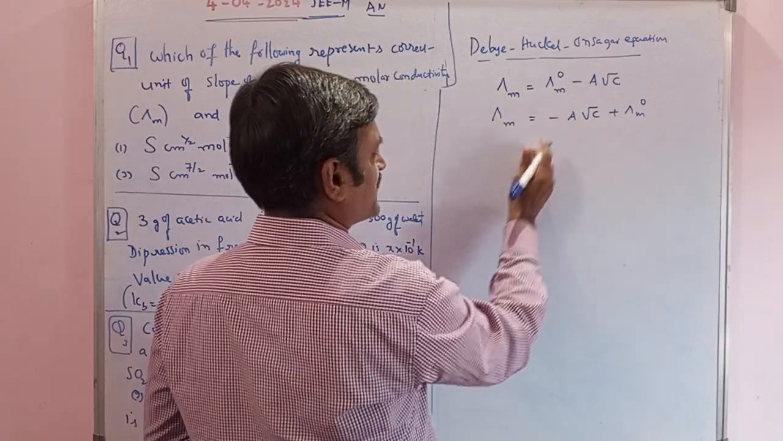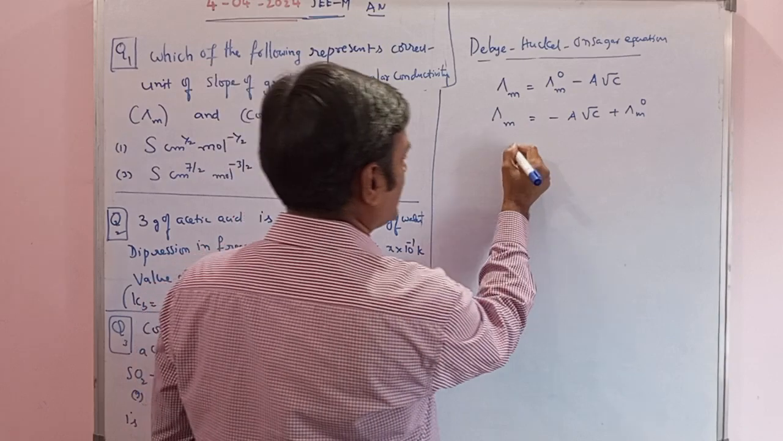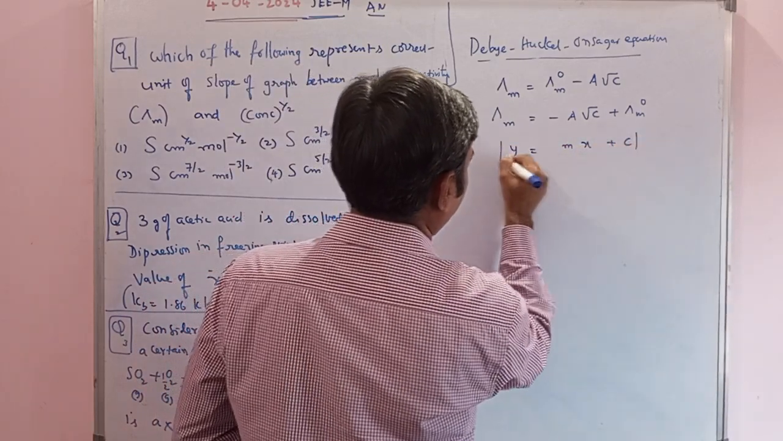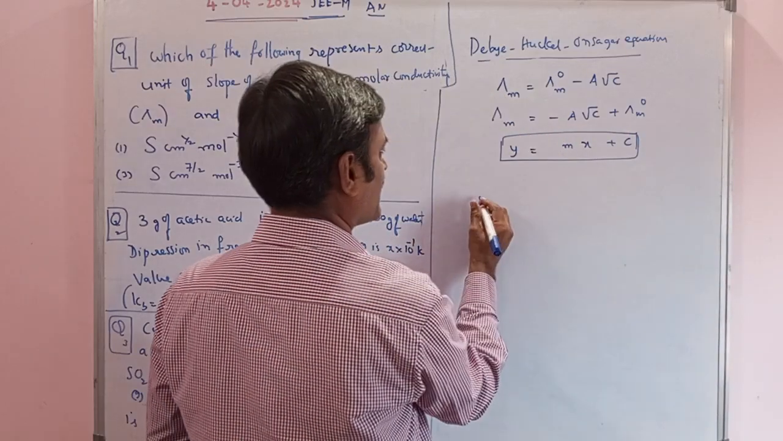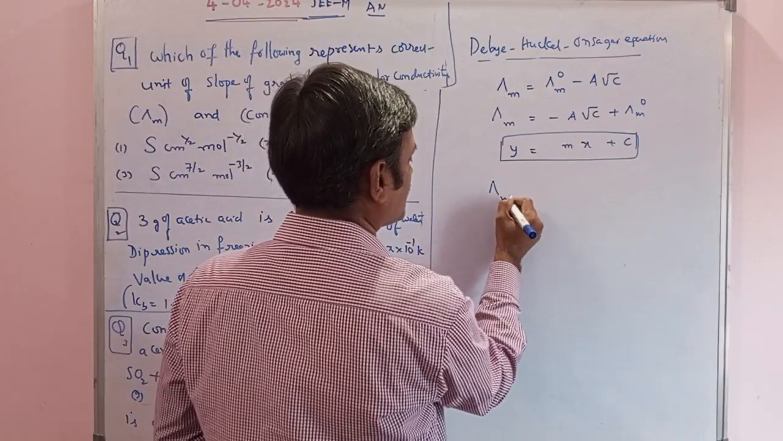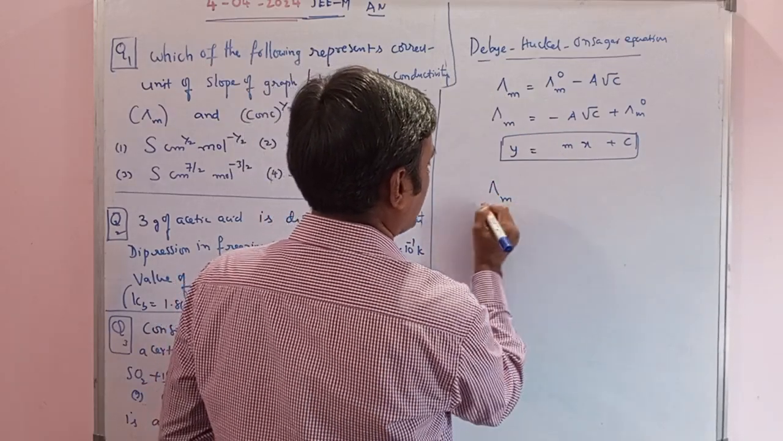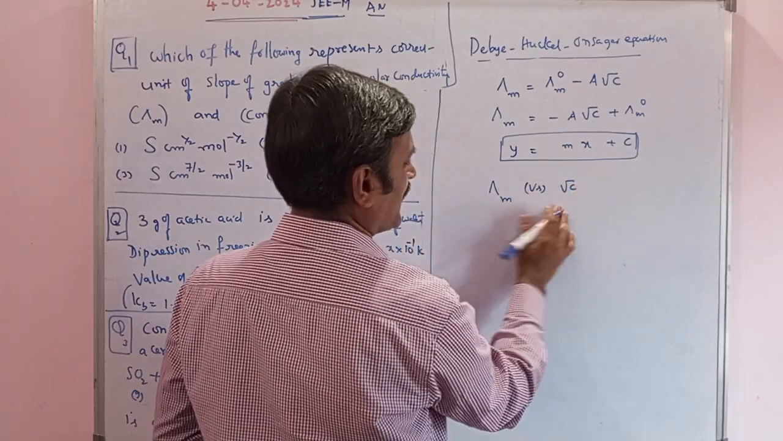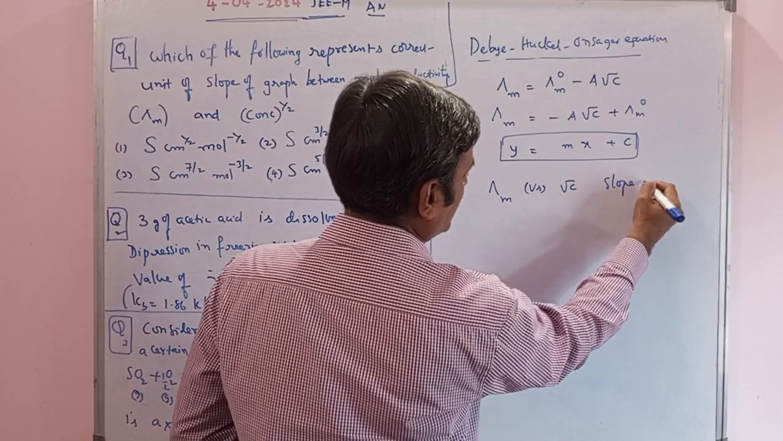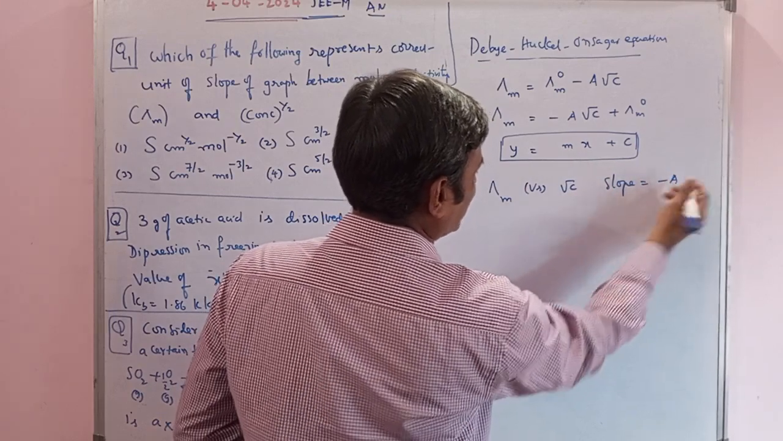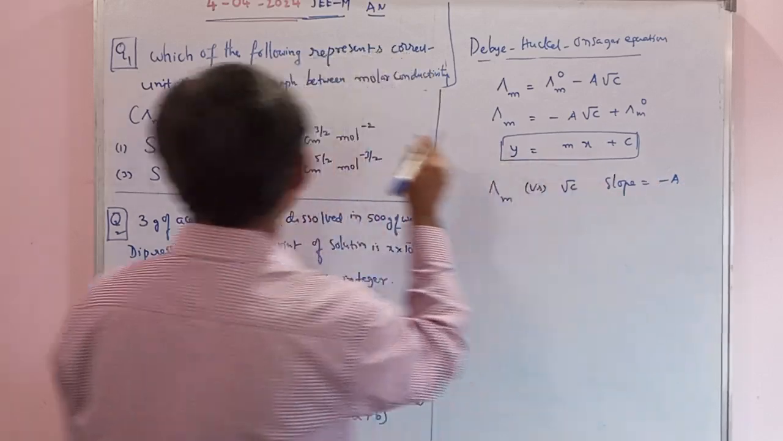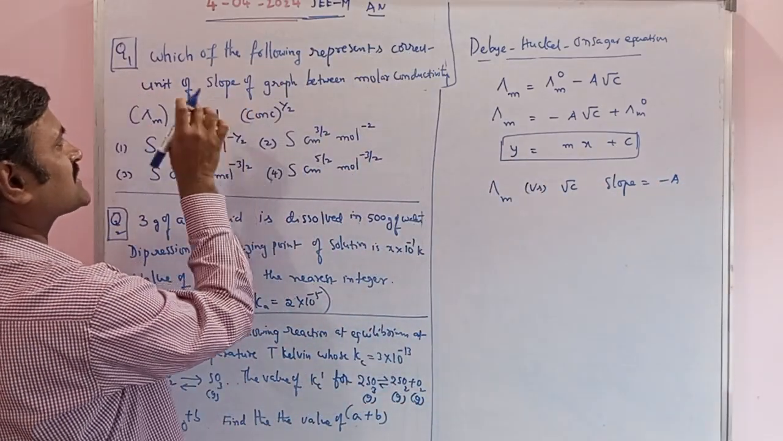Why I wrote like this means it is similar to our y is equals to mx plus c. If you compare this with y is equal to mx plus c, there is a graph which is drawn between lambda m versus root c. In this we understood the slope is minus a. Slope is minus a. Whose units they have asked in this question.